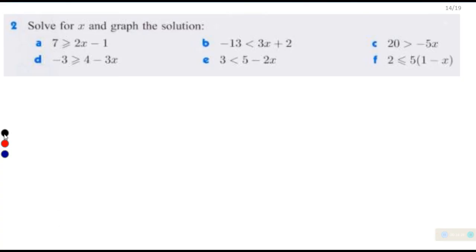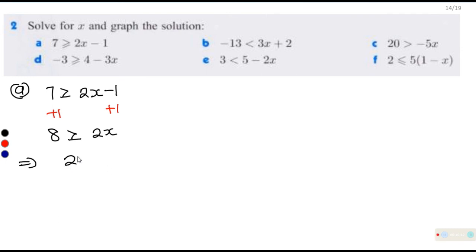Example number 2. Solve for x and graph the solution. A: 7 is greater than or equal to 2x minus 1. Now we add 1 to both sides, to do away with the constant. So this will be 8 greater than or equal to 2x, and this can be rewritten as 2x is less than or equal to 8.